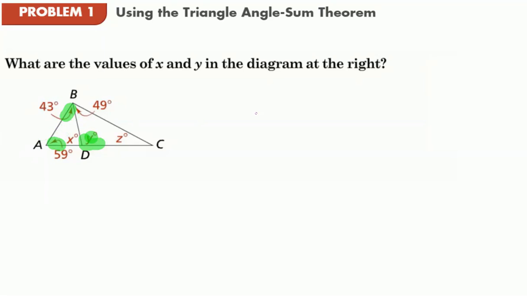So therefore, I could say that the value of y, or the angle of y, is going to equal its two remotes, which is going to be 43 and 59. Those are its remotes, the ones I highlighted in green. So that means if I add these together, I would solve for the angle of y. So y is going to equal the sum of those two, which is going to be 102 degrees. So that's another way you can make a shortcut.